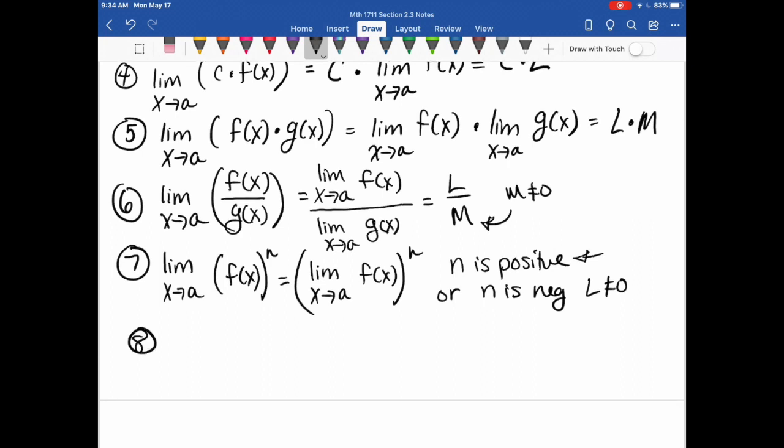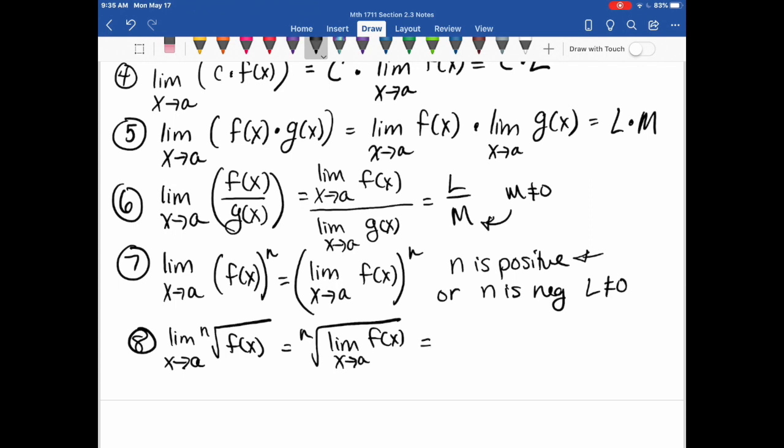Okay, last rule that we're going to talk about for right now. There's a couple others that we're going to talk about later, but there's something else that we have to talk about first called continuity. But this is the last rule we're going to talk about in this section. It's the root law. If I take the limit as x goes to a, and I take some nth root of f of x, I can find the limit as x goes to a of f of x, and then take the nth root, which would give me the nth root of my limit.